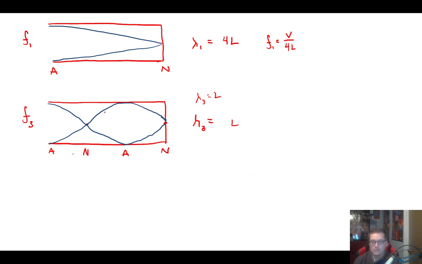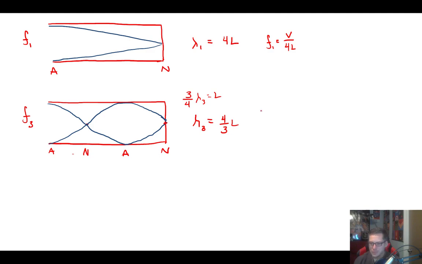We've got 3/4 of an L, right? Because 1.5 loops would be 3/4 of a wavelength. So we have 3/4 of a wavelength, so we need 4/3. There we go. That makes more sense. All right. So 4/3 of the length gives us our wavelength.